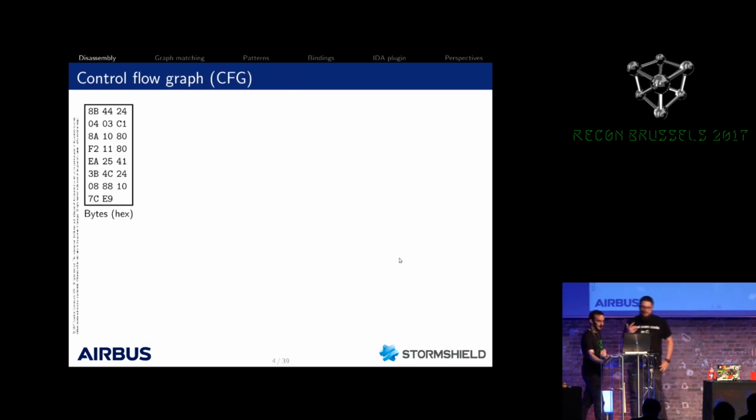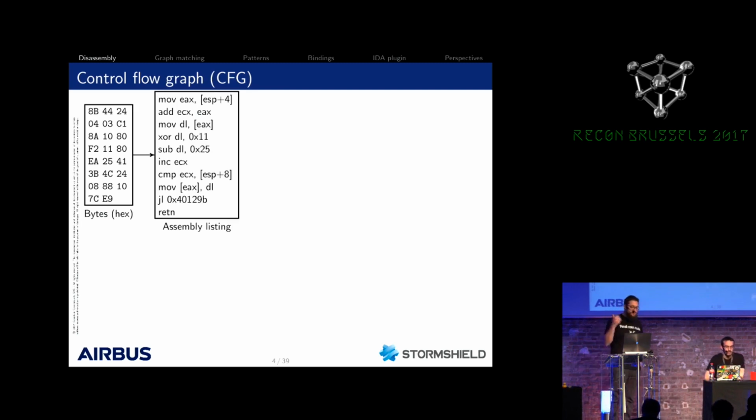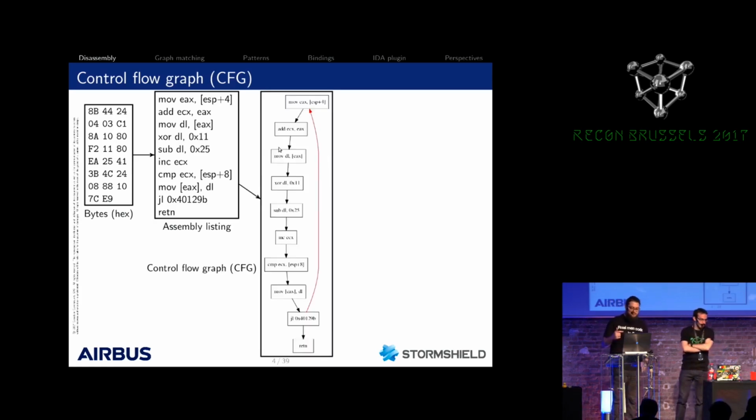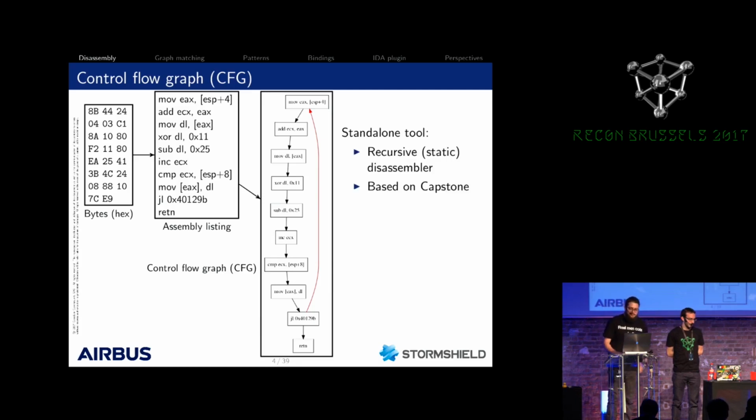So Backspace is a binary, okay? It's a sequence of bytes. Those bytes can be interpreted in assembly language, so a sequence of instructions. We can see the XOR and the sub for the decryption. Then we can create a graph, a CFG, which is the flow of the execution of the instructions. In the standalone tool, we use a recursive function to create this graph, and the disassembler is based on Capstone.